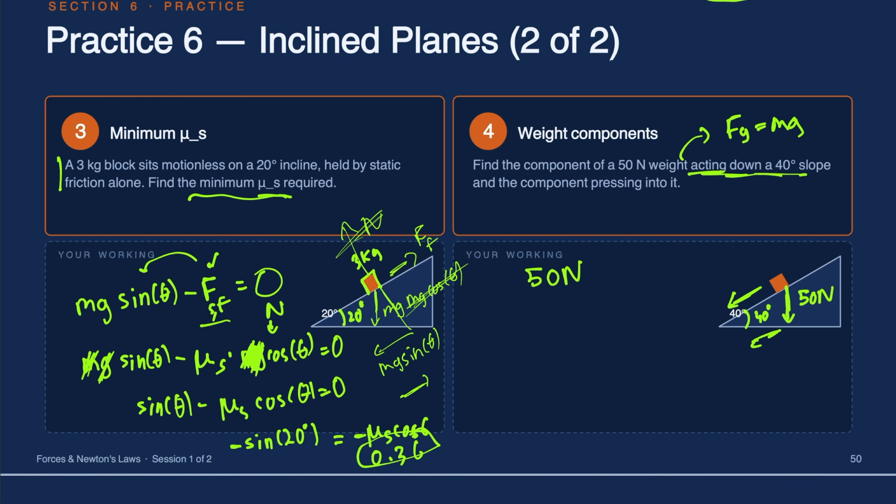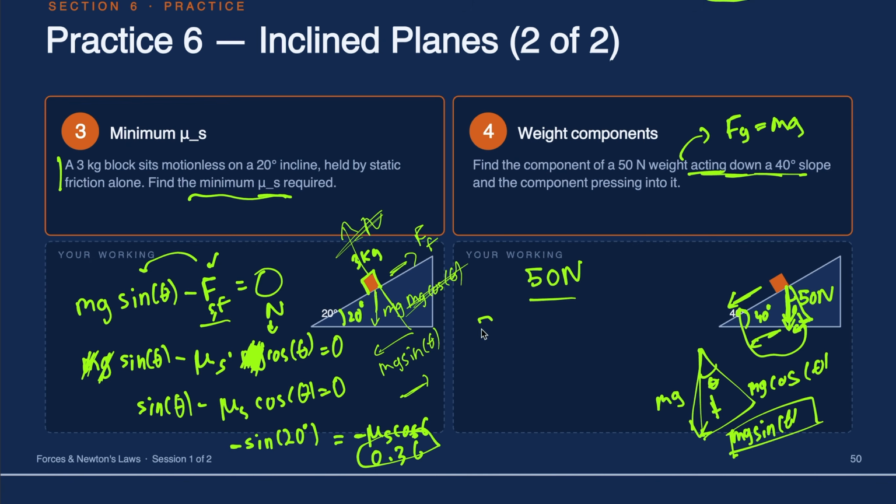Because if you make a triangle out of this, this component is the sine component, because it's the opposite of this angle, right? Of theta. So mg here, mg cos theta, mg sine theta, and the theta is over here. Okay, so the component acting down a slope will be 50 newtons sine 40 degrees, which is 32.14 newtons. Okay, this is parallel.